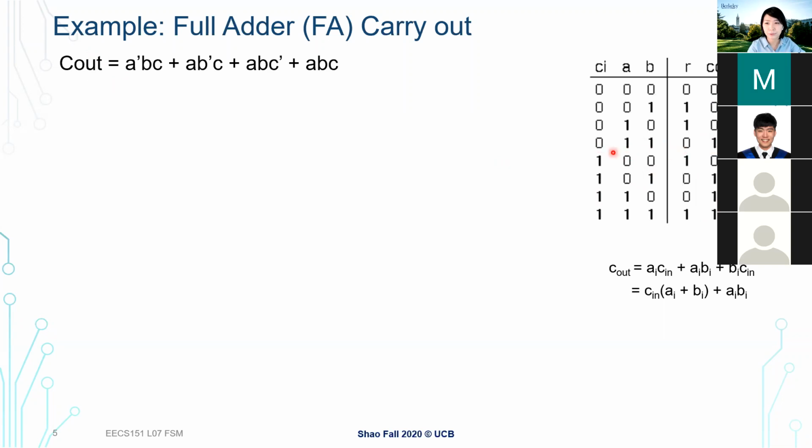So let's go through one example. In this example, A and B are 1, and the carry input is 0, and we look at carry out. So the min term should be A and B are 1, and C input is 0. It should be this term here. Then we go through the bottom row, where carry out is also 1 and A, B and C are all 1. So it will be this one.